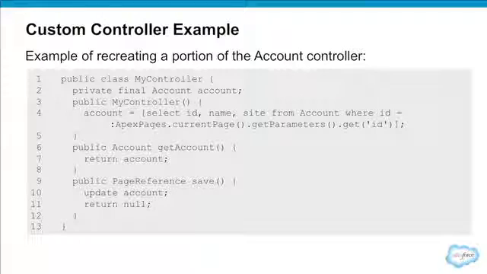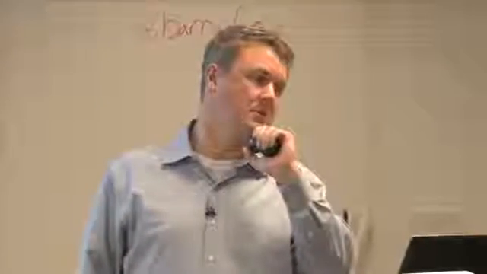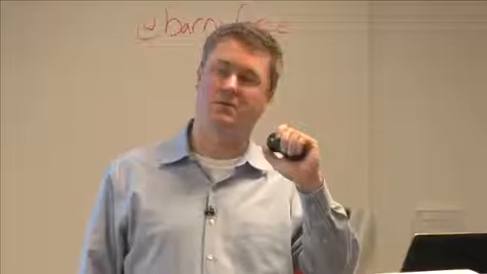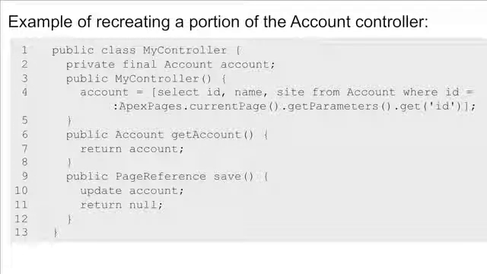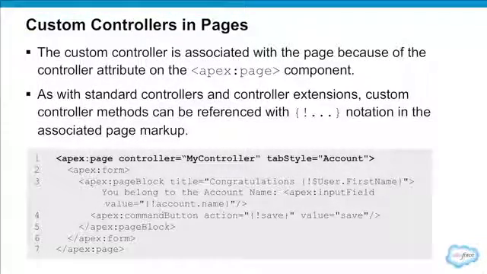Now, a key difference between a custom controller and a controller extension is the constructor. Whereas in a controller extension we are passed a reference to the controller we're extending, in a custom controller we have a no-parameter constructor. So when a user requests the page, it calls the no-argument constructor, does whatever it needs to do, and then continues. The way that we reference it in our page is we use the controller attribute, and then interact with it.